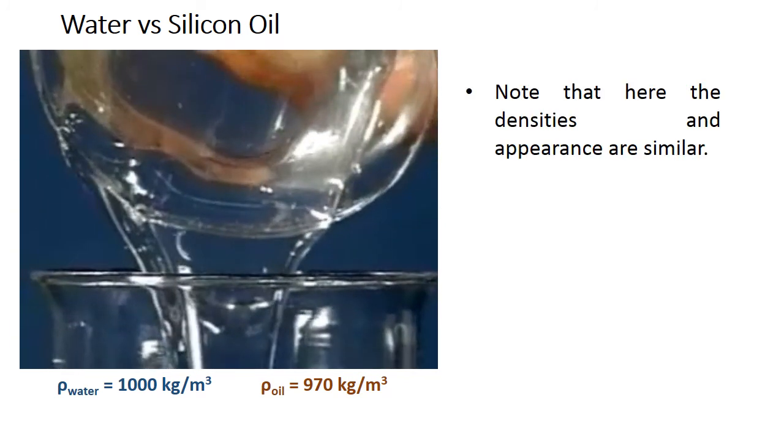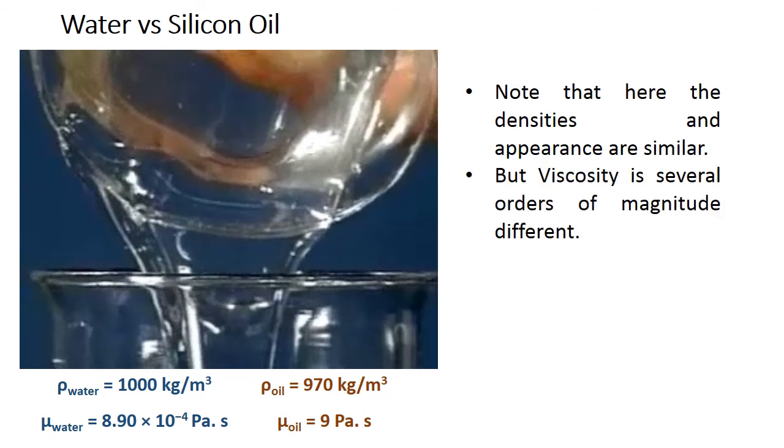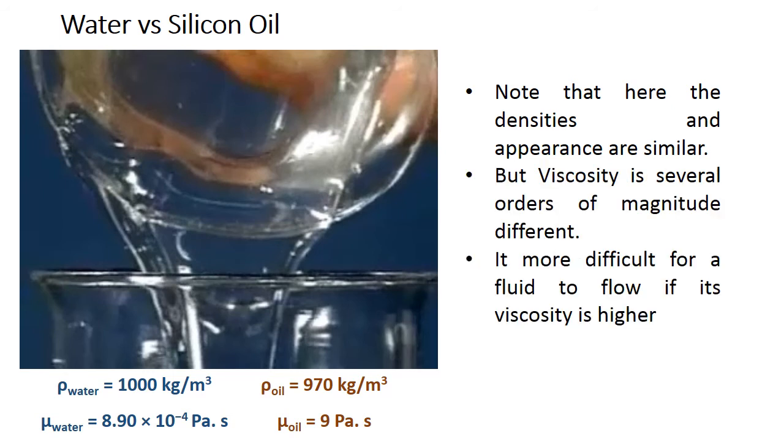The reason behind that one is the viscosity mu value. The dynamic viscosity value is 8.90 × 10^-4 Pascal second for water, whereas for oil it is 9 Pascal second, which is very much higher than that of water. So that's the main reason behind the difficulty in flow for silicone oil compared to water.